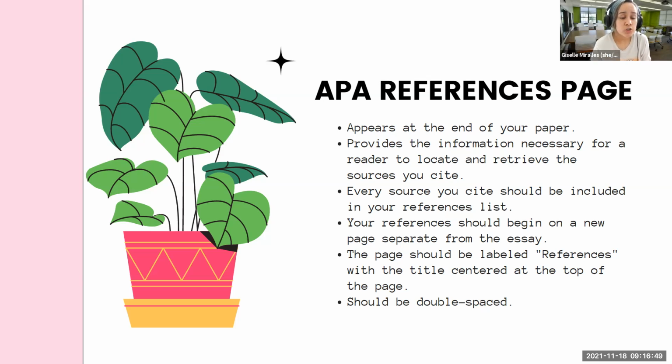Your references should begin on a new page separate from the essay. So even if you have a lot of room on that last page of your paper, you still want to create a new page just for the references list. The page should be labeled references with the title centered at the top of the page. Do not bold, underline, or use quotation marks for the title. Just write references. And the page should be double spaced.